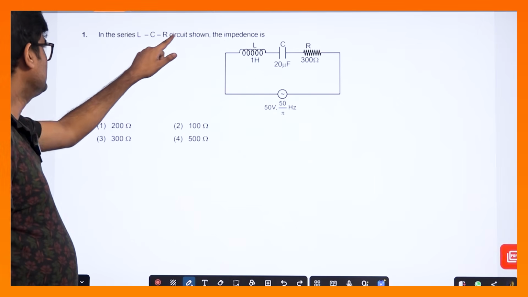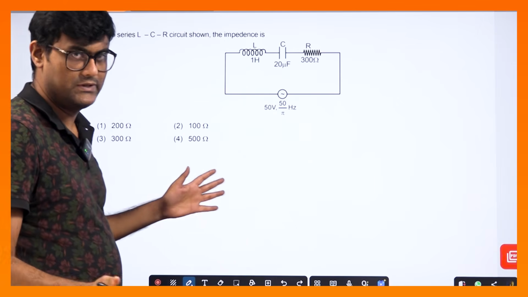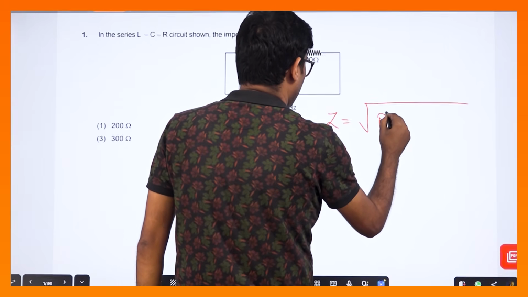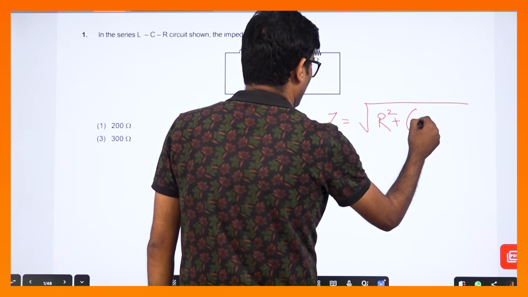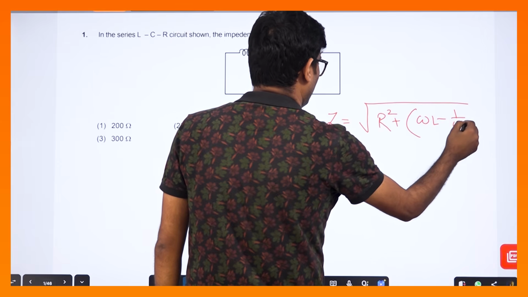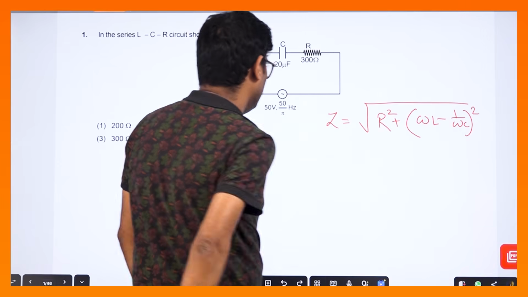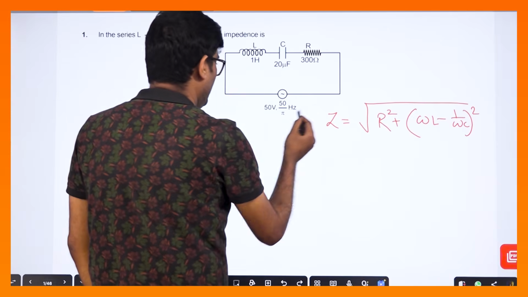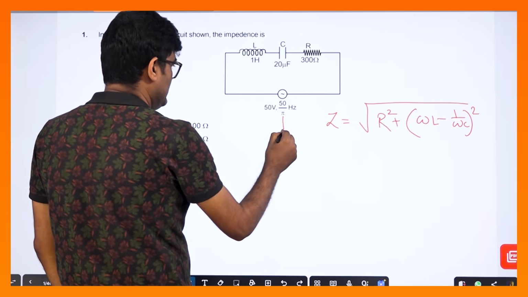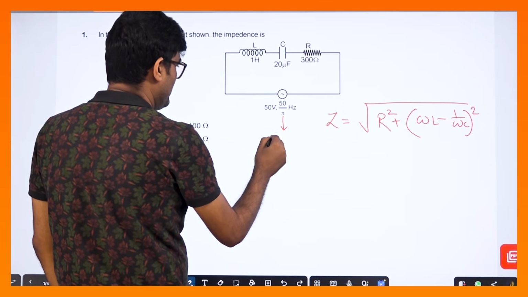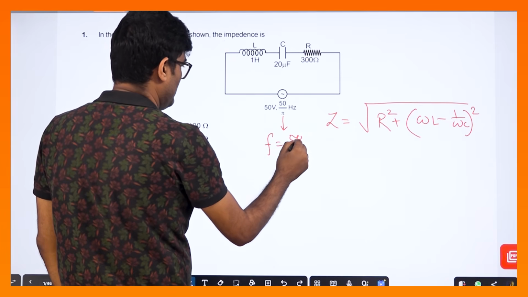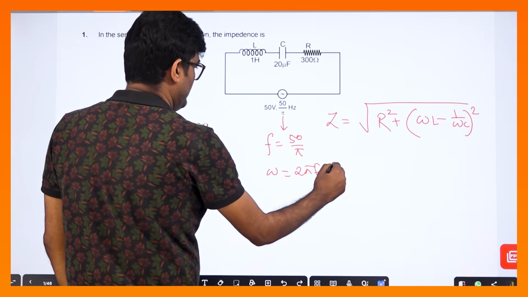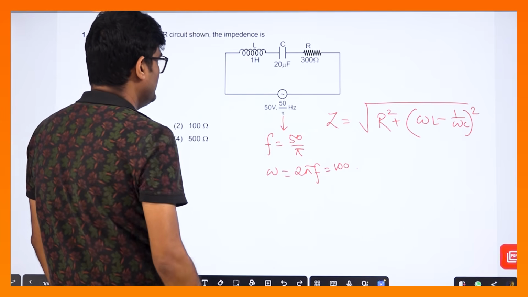In the LCR circuit shown, what is the impedance? We know that the impedance formula is root over of R square plus (omega L minus 1 by omega C) whole square. That's it. We have to find the value of omega here. It is given. I think this is 2 pi f, right? This frequency is given as 50 by pi. So omega is equal to 2 pi f, that means equals to 100. So what is omega into L?